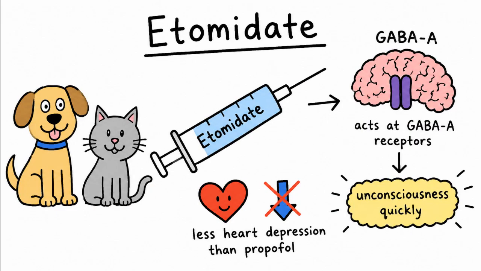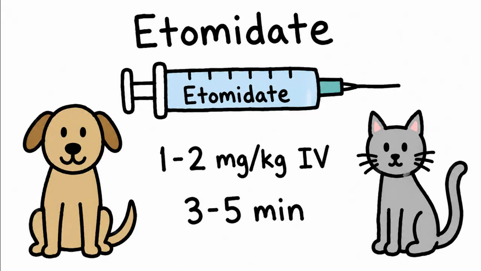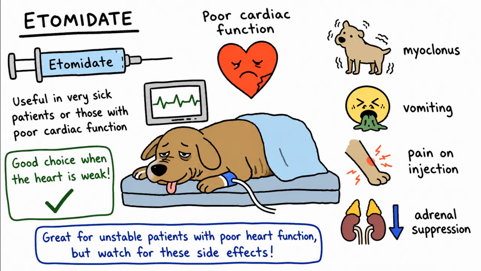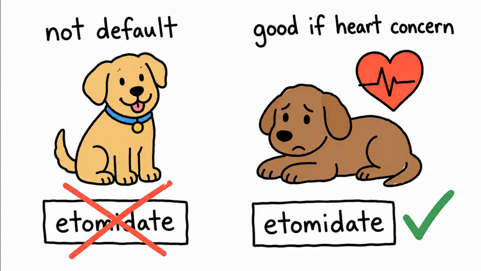Etomidate is an induction drug you choose when cardiovascular stability is the main concern. It acts through GABA receptors and produces unconsciousness quickly, but it causes less myocardial depression than propofol. In dogs and cats, it is often around 1 to 2 mg per kilogram IV and lasts about 3 to 5 minutes. It is useful in very sick patients or animals with poor cardiac function, but it can cause myoclonus, vomiting, pain on injection, and adrenal suppression. So etomidate is not usually the default drug for a healthy patient. It is the drug you think about when the heart is the reason you are worried.